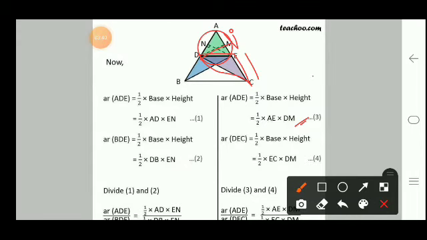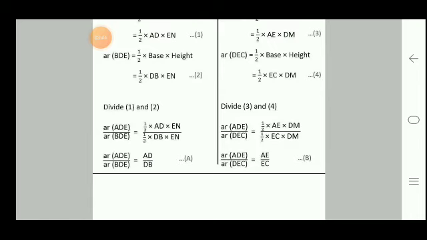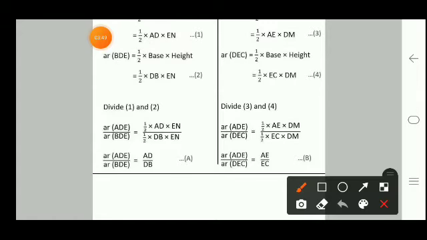Now what we are doing after this, we are writing the ratios, meaning dividing equation 1 by equation 2. So area ADE over area BDE is equal to half into AD into EN over half into DB into EN. Half and half cancel out, then EN cancels out. So we have area ADE over area BDE is equal to AD over DB. This is our equation A.